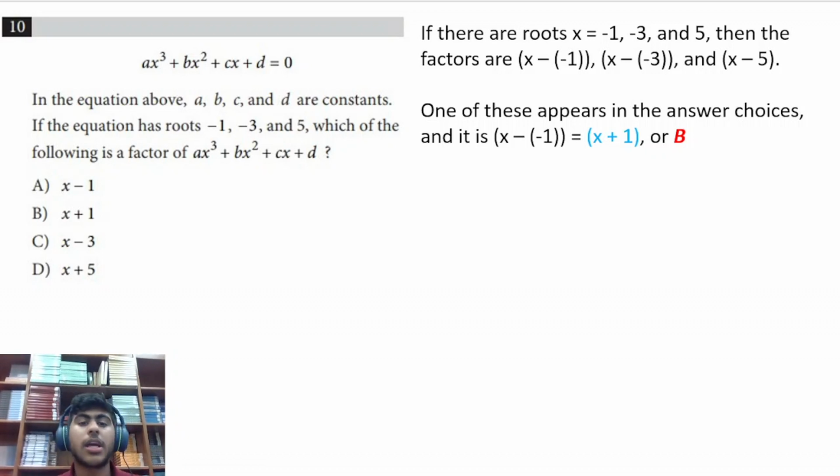Now, we are asked for which one is an actual factor. We have x plus 1, we have x plus 3, and x minus 5. The only one that matches up with the answer choices is x plus 1, which is answer choice B.